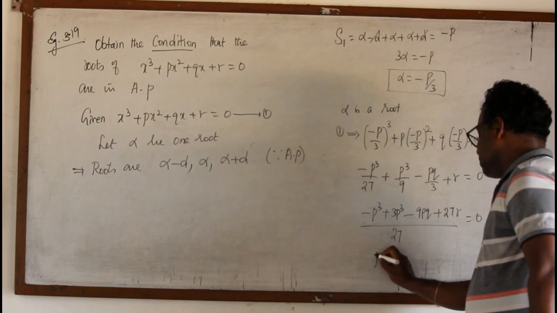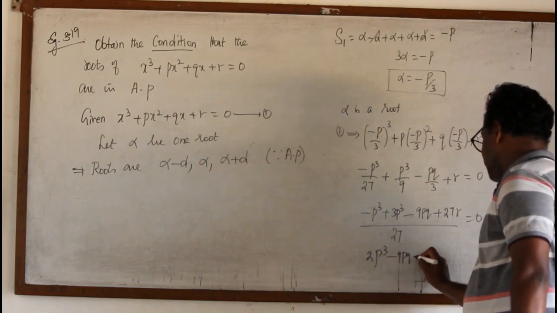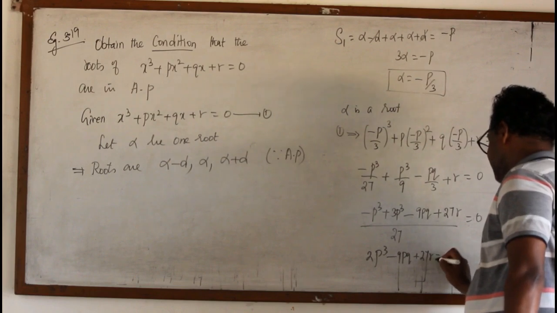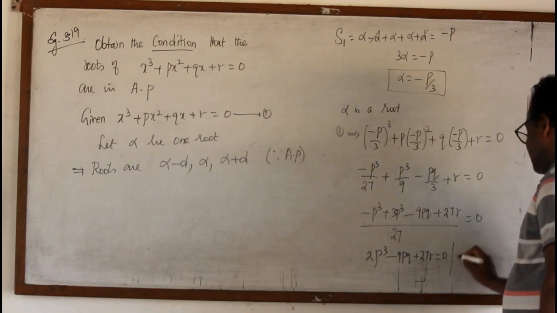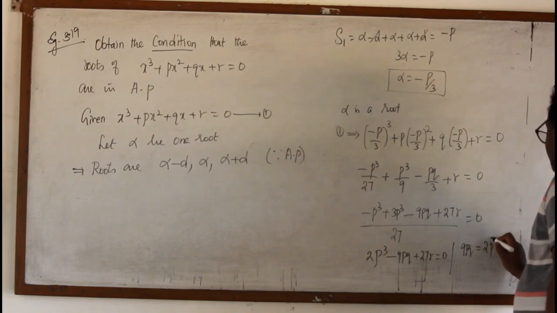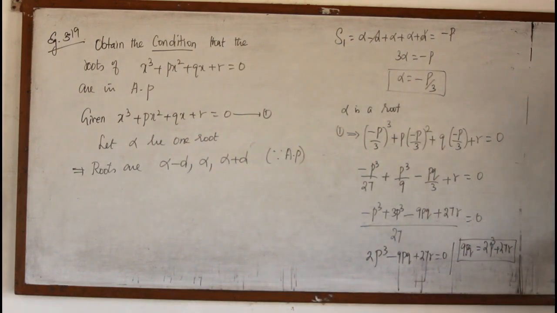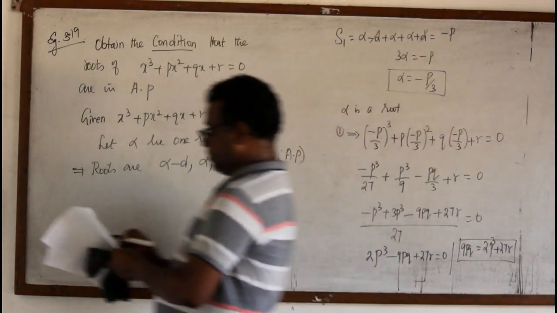3p cube minus p cube is 2p cube, minus 9pq plus 27r equal to 0, or 9pq equal to 2p cube plus 27r. This is the required condition. This is example 3.19.